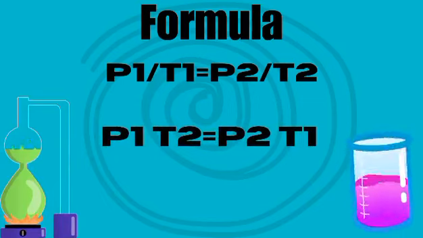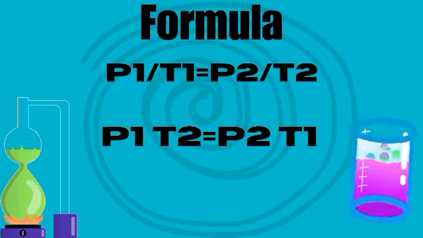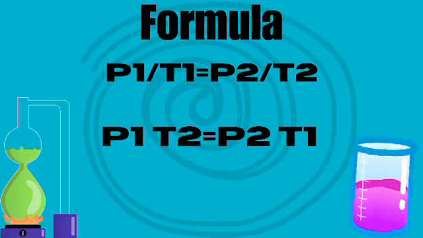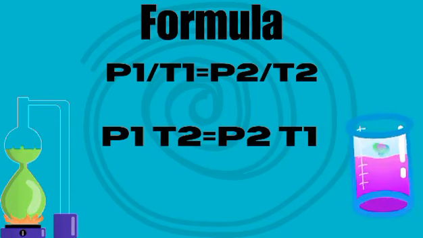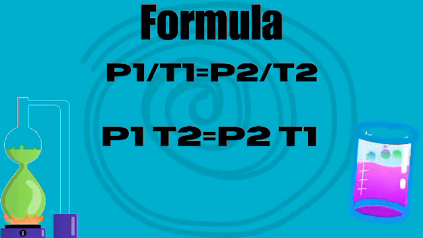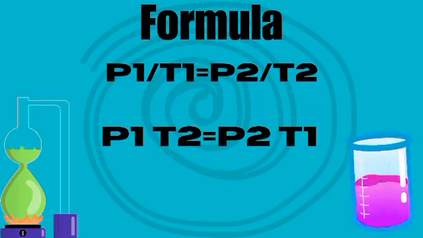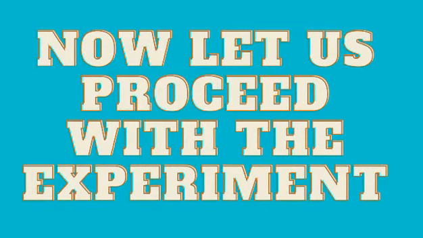The formula for Charles's law was originally initial volume divided by initial temperature is equal to final volume divided by final temperature, but we have to convert it to a linear formula using cross multiplication. So then, the new formula is initial volume times the final temperature is equal to final volume times initial temperature. Now let's proceed with the experiment.